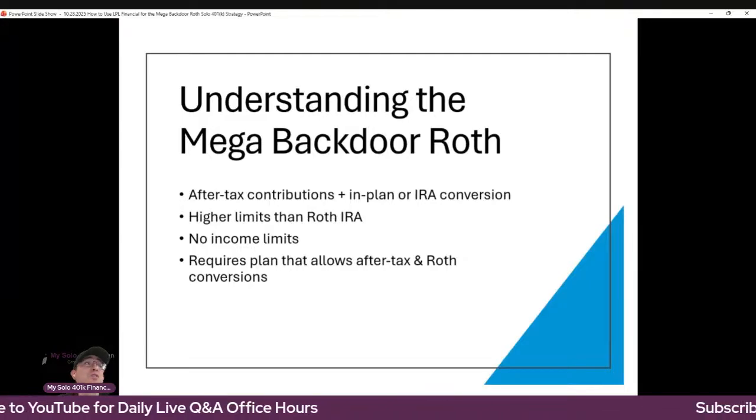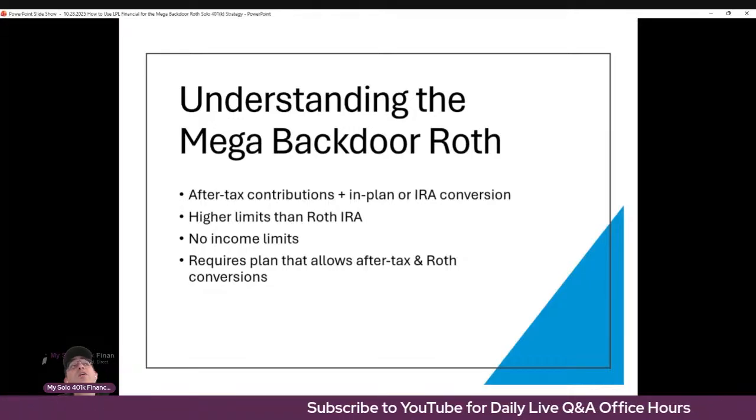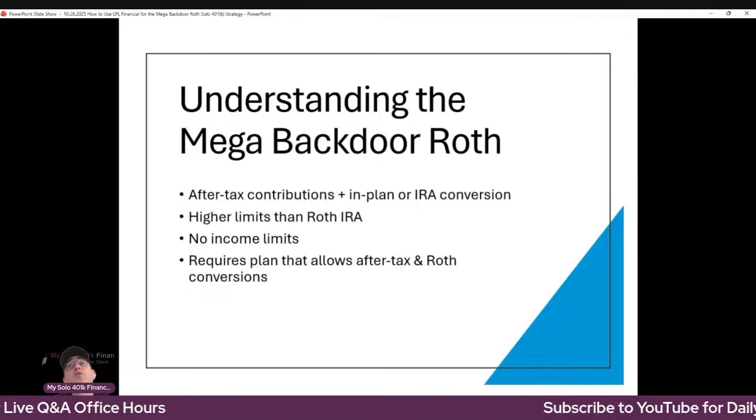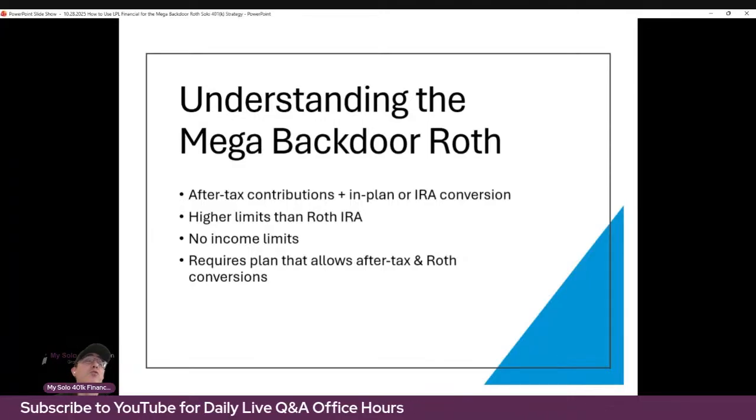An additional advantage is that there are no income limits. Unlike a Roth IRA, where if you make too much money, you're not eligible to make Roth IRA contributions, there are no such income limits above which you can't make Mega Backdoor Roth Solo 401k contributions. So that means it can be a great plan for those who are high income earners.